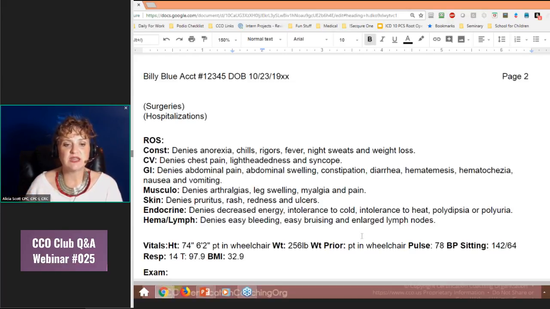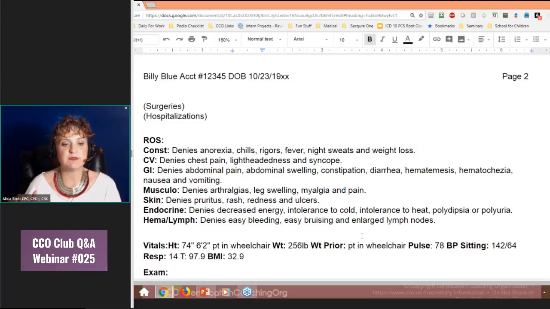Musculoskeletal denies arthralgias, leg swelling, malaise, and pain. If you don't know what those words are, look them up. Malaise would be feeling fatigued. Skin denies pruritus, rash, redness, or ulcers. Well, any different ulcers, but we know we have a foot ulcer. So it's like, wait, denies ulcer, but we got an ulcer on the foot. But anyway, endocrine, which is going to be anything that has to do with diabetes, denies decreased energy, intolerance to cold, intolerance to heat, polydipsia, or polyuria.